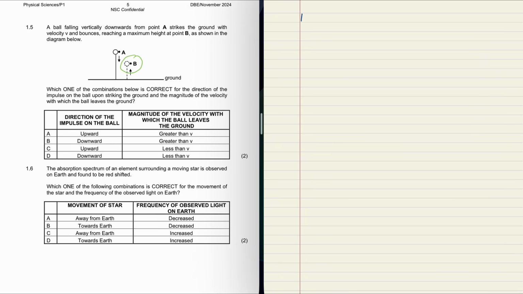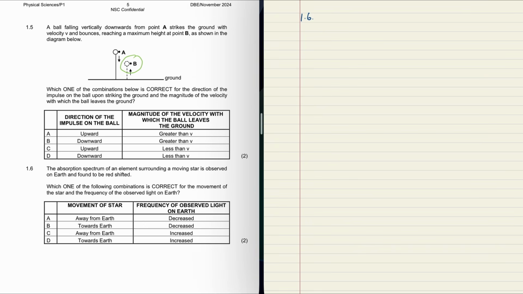Moving on to question 1.6. The absorption spectrum of an element surrounding a moving star is observed and it is found to be redshifted. So here this is mostly a theory question. If something is redshifted, it's moving away from us. So we have option A and option C.